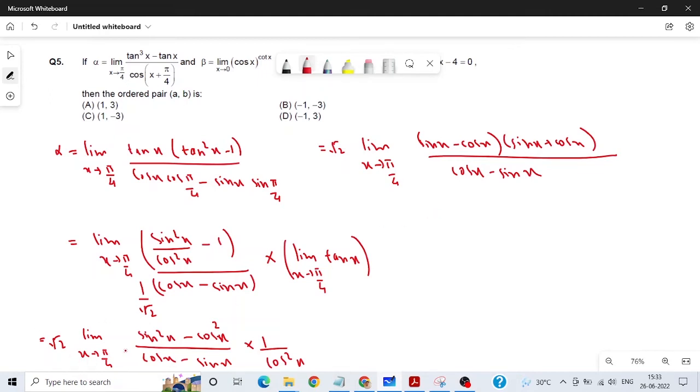Again at pi by 4, cos x is a well defined function, so we can separate the limit and substitute the value x equals pi by 4 in cos x. Then it's easy to see that cos of pi by 4 is 1 by square root of 2, and squaring it, it's going to give 1 by 2.